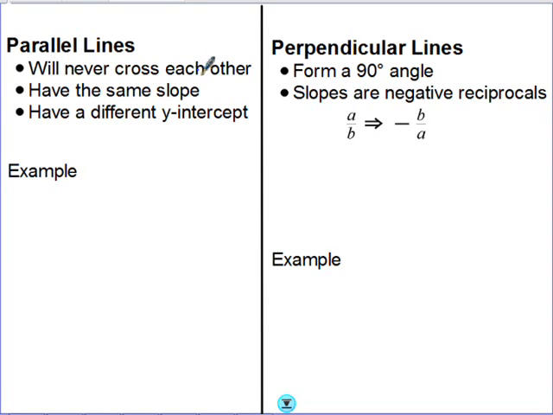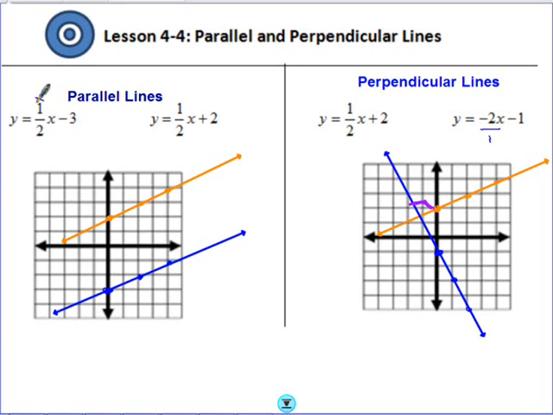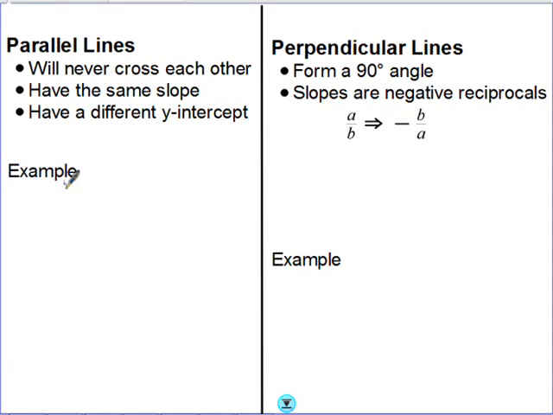So let's look at some characteristics of parallel and perpendicular. Parallel lines never cross each other. They have the same slope, and if we look back at our example, a different y-intercept. They have the same slope, the 1/2, but their y-intercept is different, because if they had the same y-intercept, then they'd be the same line. So different y-intercept, same slope.